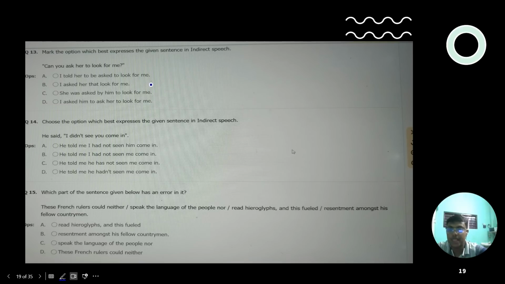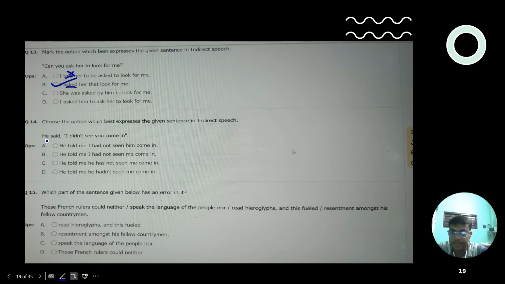Next, we have another direct indirect speech question. Mark the option which best expresses the given expression in indirect speech. Can you ask her to look for me? So I am asking someone to ask someone else whether she can look for me or not. Okay, so "I told her to be asked to look for me." So told is not possible. Then "I asked her that look for me." Yes, that is the correct option. I asked her that look for me. I asked that you look for me. So that is the correct option.